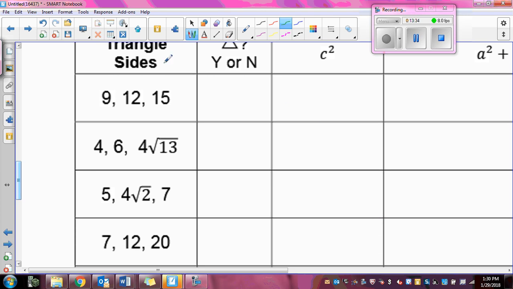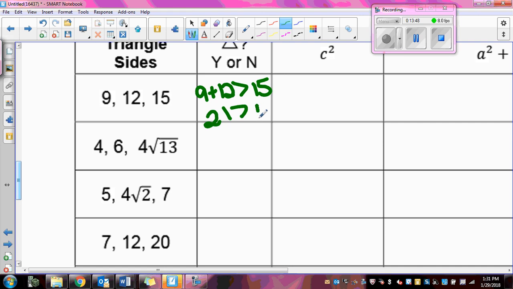All right, is it a triangle? My two smaller ones are 9 and 12. Is 9 plus 12 greater than 15? In fact, it is. 21 is greater than 15. So yes, it is a triangle. So we're going to say yes, it is a triangle.